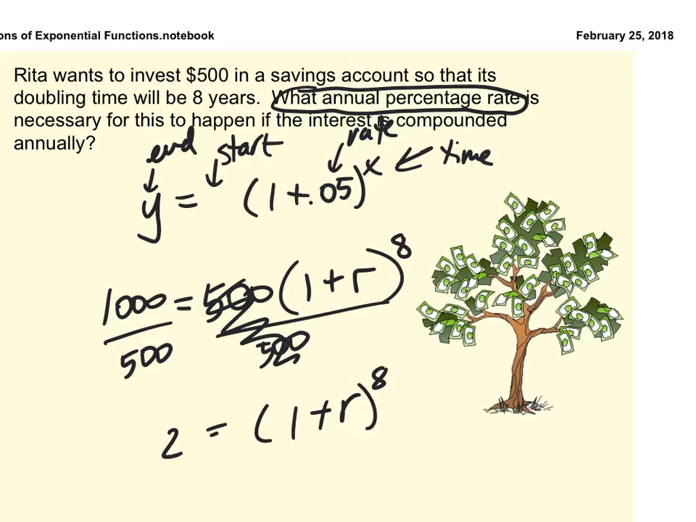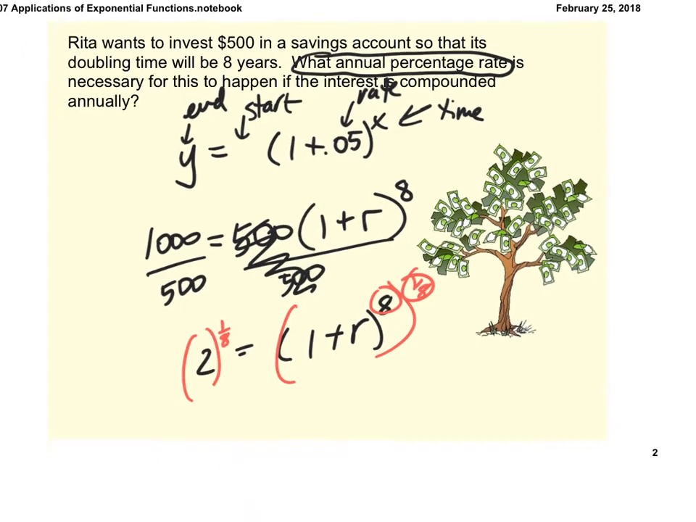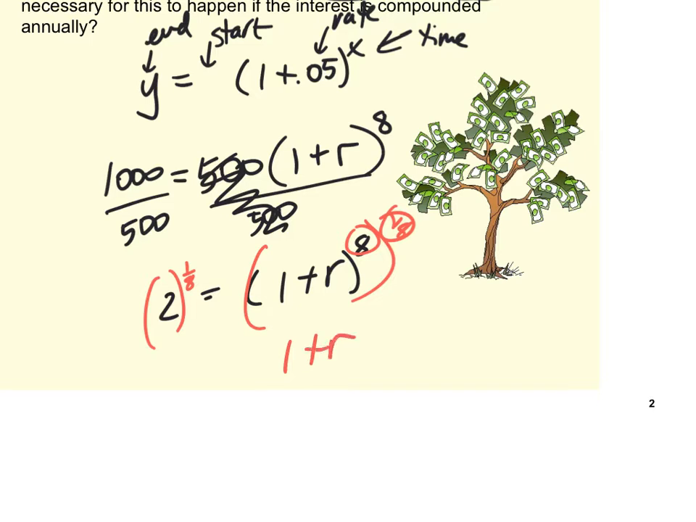I can't add or multiply anything on both sides, so now I move up the food chain to exponents. What exponent could I put them to? To the what? 1/8. Why 1/8 power? Because 8 times the 1/8 will cancel each other out, and it'll be power of 1. And that means that you only have 1 plus r left. And 2 to the 1/8, I don't think anybody in here is going to know the 8th root of 2 off the top of your head.